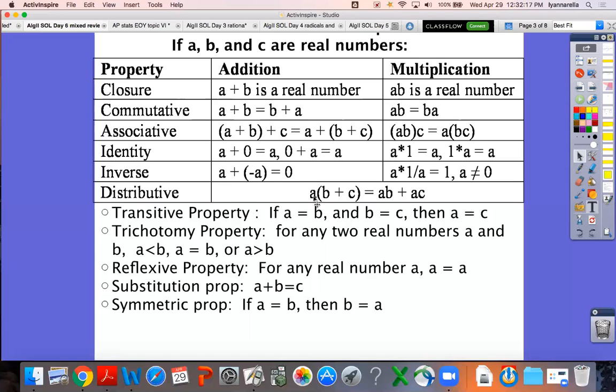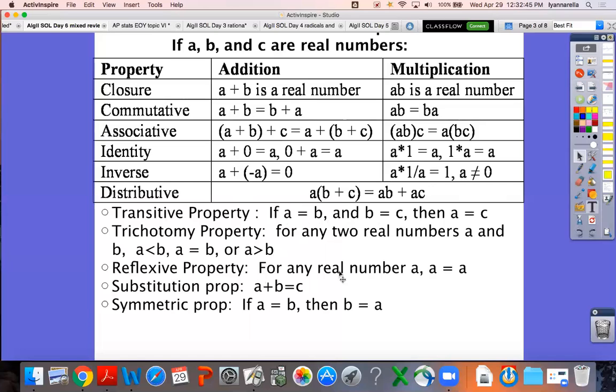Everybody knows distributive. If you multiply something outside parentheses, you distribute them inside the parentheses and drop the parentheses. Transitive property is like a chain link fence to me. If A equals B and B equals C, then you can pull that link around and let C equal A. The trichotomy property just means for any two real numbers, there's only three things they can be. A can be less than B, A can be equal to B, or A can be greater than B.